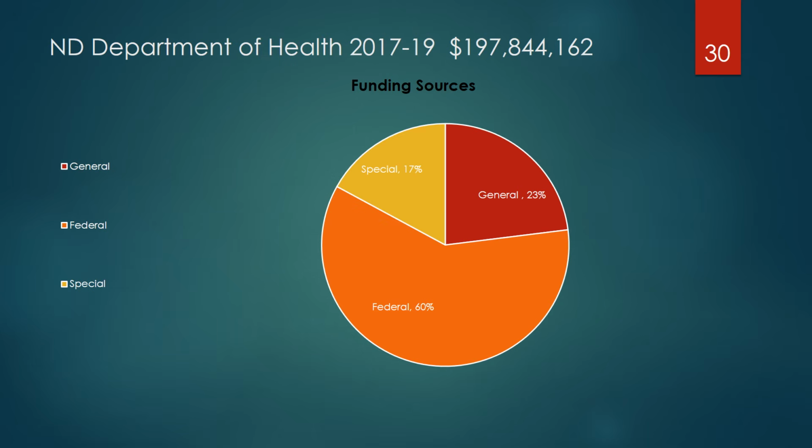This pie chart represents the North Dakota Department of Health's budget from 2017 to 2019 and is similar to many other states. The total budget was $197 million, and funding sources included 60% federal, the main source, 23% state general funds, and 17% special funds from fees, fines, tobacco settlement dollars, etc.